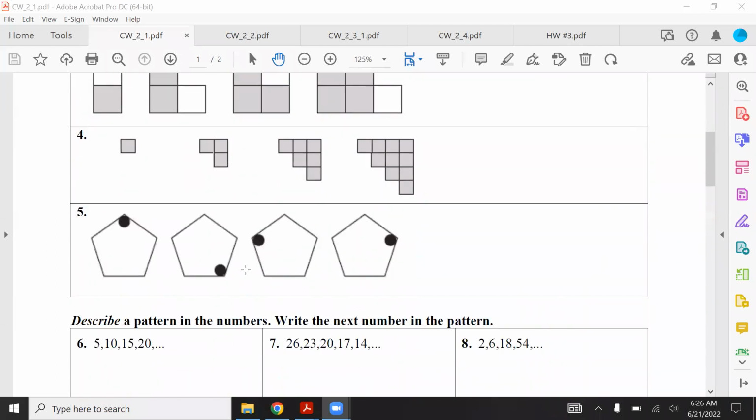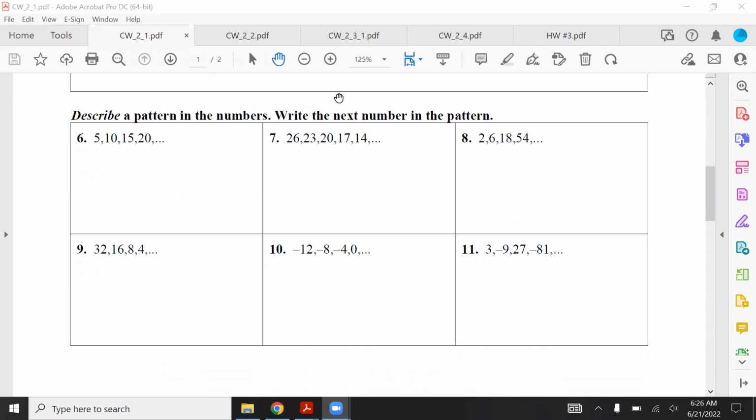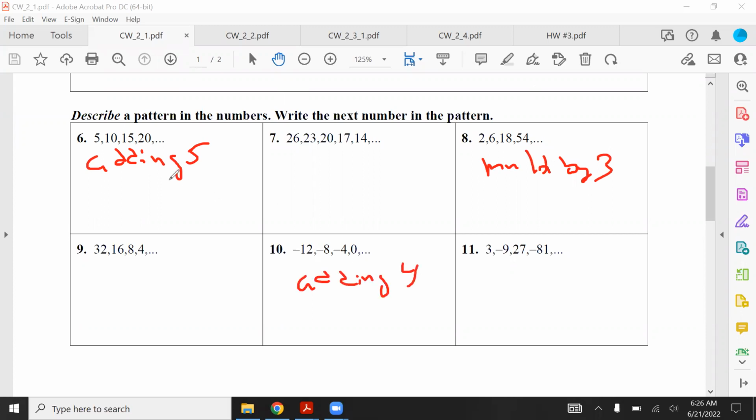So this is pattern recognition. Here, describe the pattern in the numbers. Write the next number in the pattern. Looks like here we're adding 5. Looks like here we're multiplying by 3. It looks like here we're adding 4. So the next number here would then be 25. This would be 162 if you use a calculator. And this would be 4. So you'll try the odds on your own. Again, look for pattern recognition. Shouldn't be too hard.